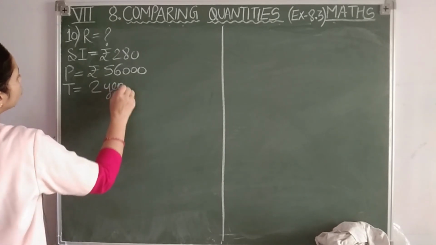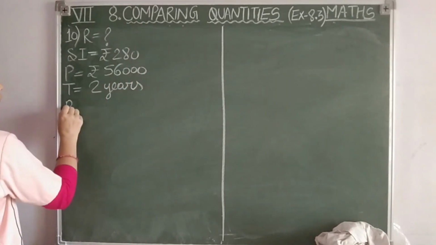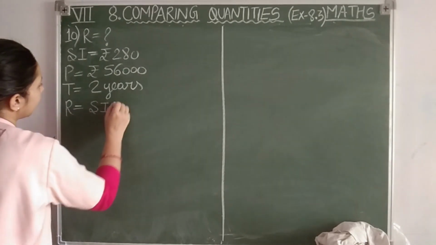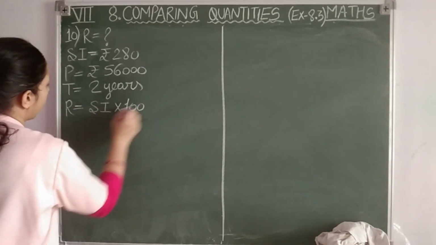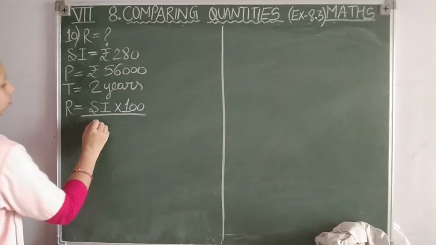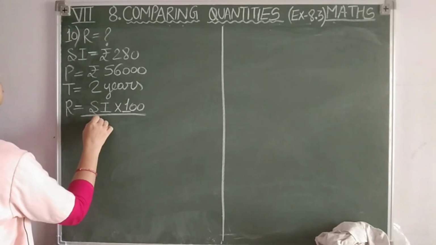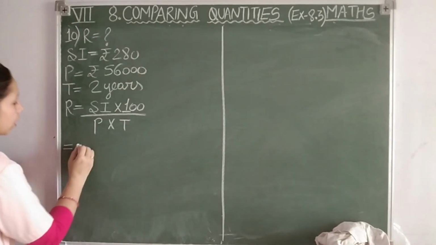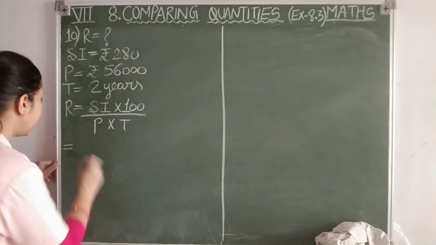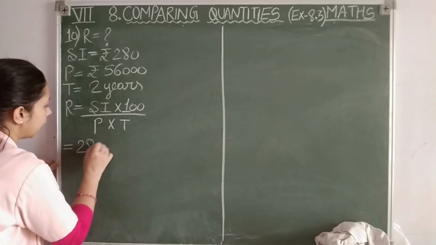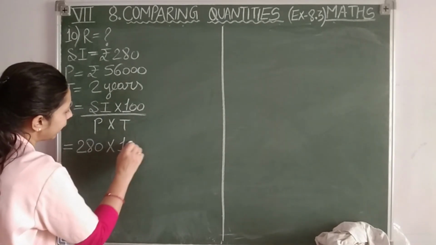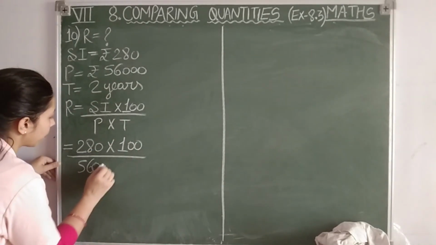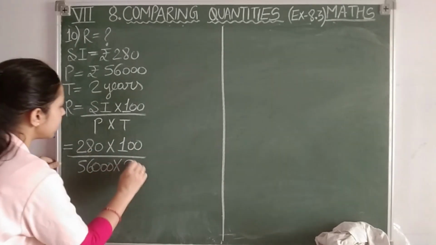So what we have to do, students? We have to apply the formula to find the rate. I have explained you already. Simple interest into 100 upon principal into time, since principal is given and time is given. Let us put the value, students. So simple interest is 280 into 100 upon P into T, which means 56,000 into time is 2.